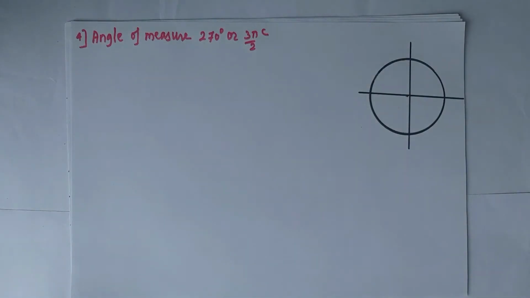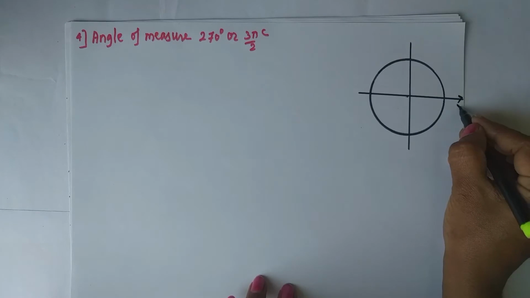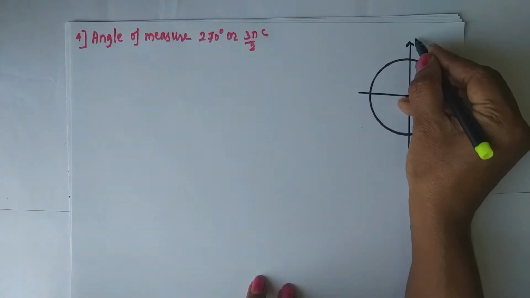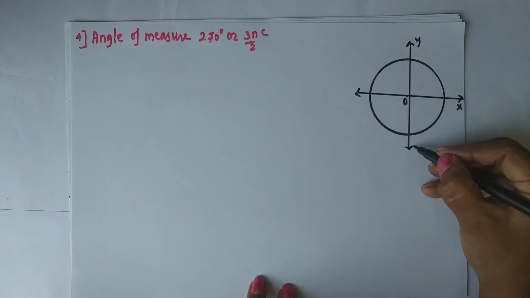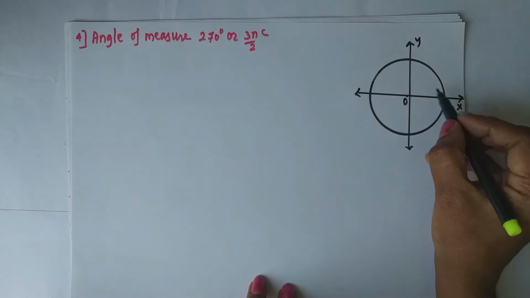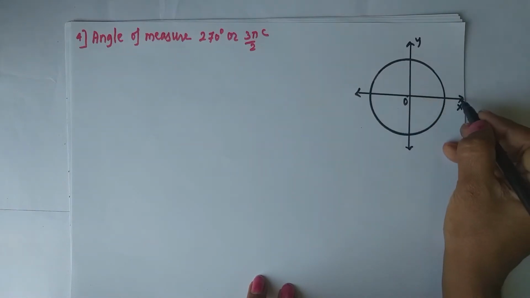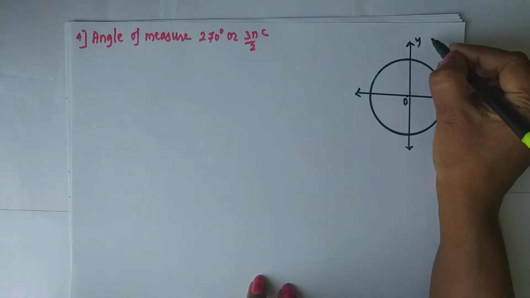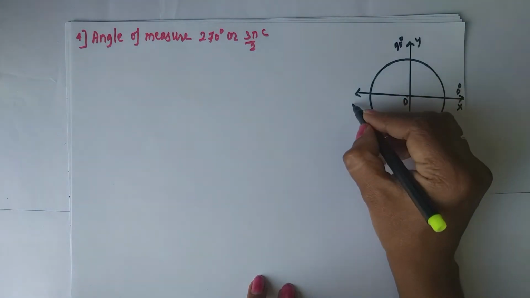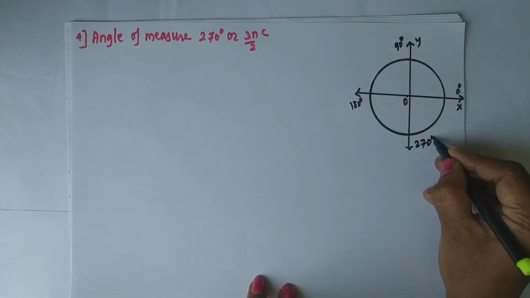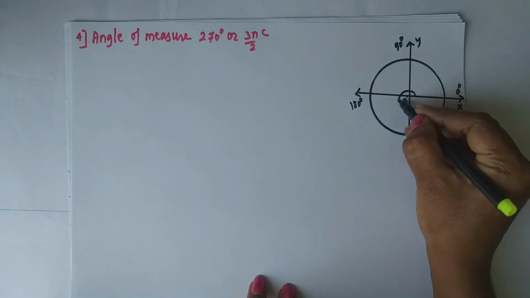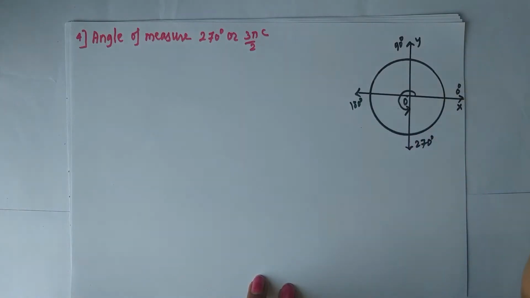Now we will find trigonometric functions of the angle of measure 270 degrees or 3 pi by 2 radians. Again you consider the plane coordinate system, x-axis, y-axis, and consider the standard unit circle, that is a circle having center at the origin and radius 1. Here is angle 0 degrees, here is 90 degrees, here is 180 degrees and here will be the angle of 270 degrees. Means we have to find trigonometric functions of the angle of 270 degrees.